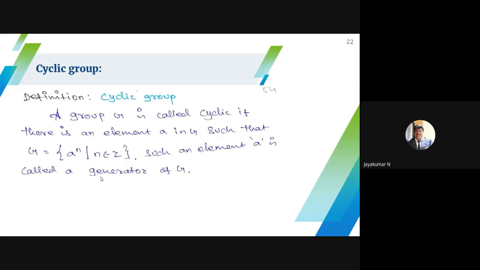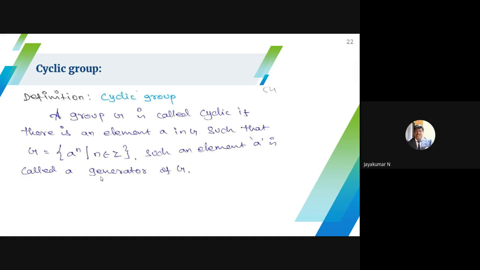Okay. So a simple example is to take the set of all integers with respect to addition. Now tell me what the generators are. Okay, I can classify into two parts. One is the set of all positive integers, another is the set of all negative integers. What is the generator of the set of all positive integers? Which element generates all the positive integers with respect to addition?